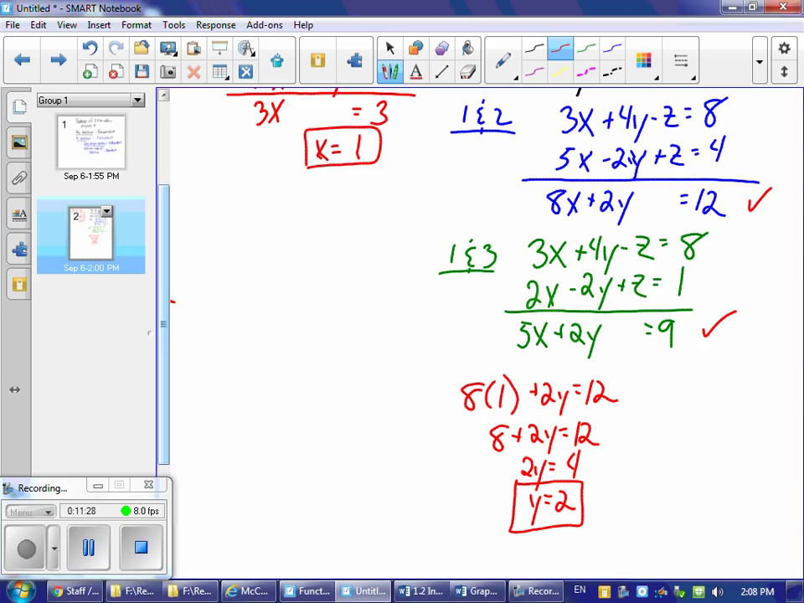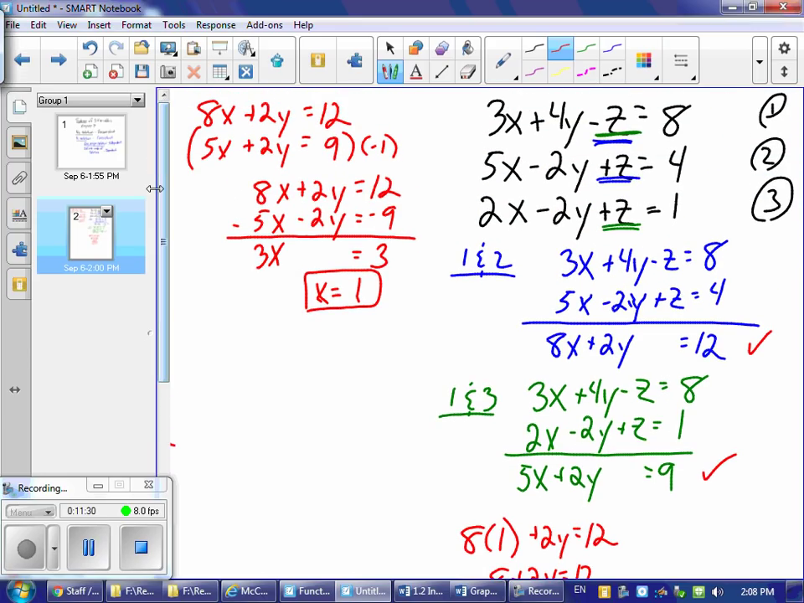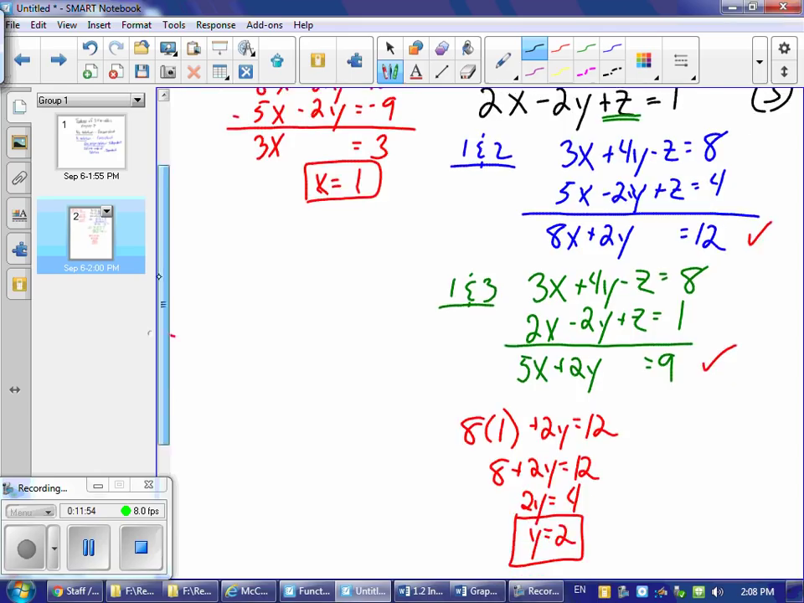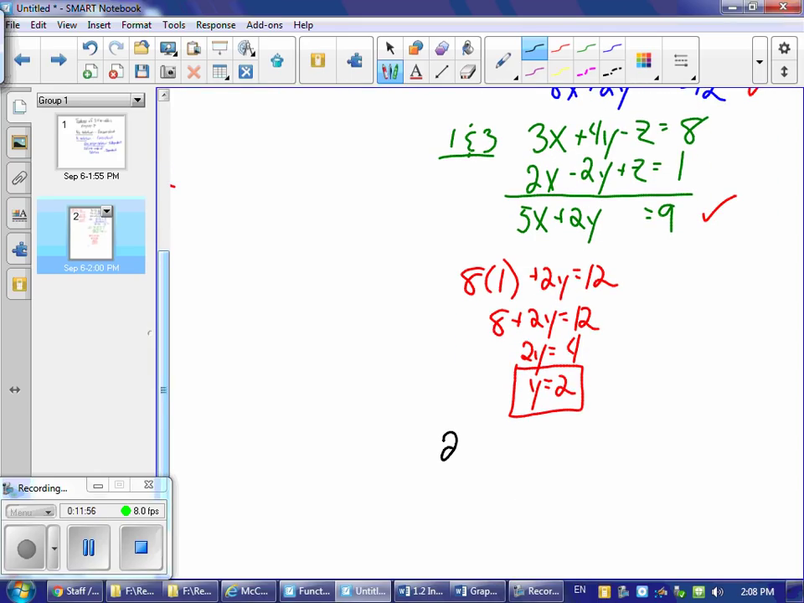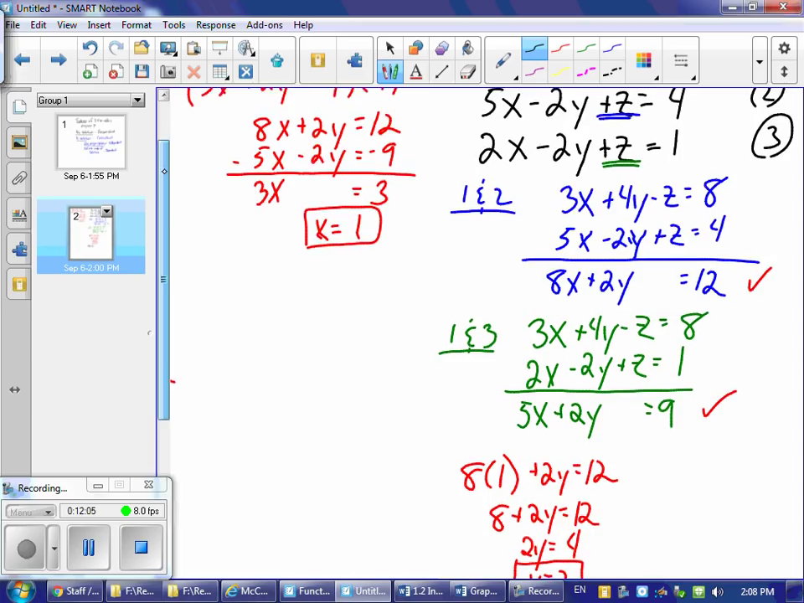What you should notice is that any one of the 3 original equations that we started with, any one of the black equations has both x, y, and z. So if I plug 1 in for x and 2 in for y into any of those equations, we should be able to find z. So let's use the bottom one, just to be different. So I'm going back to black here. That's 2x minus 2y plus z equals 1.